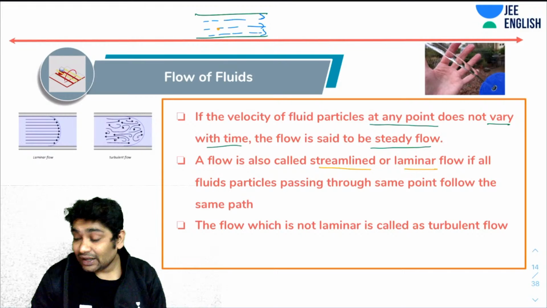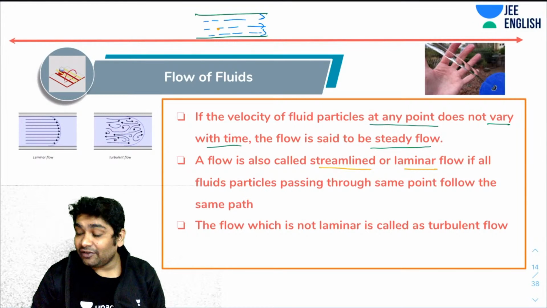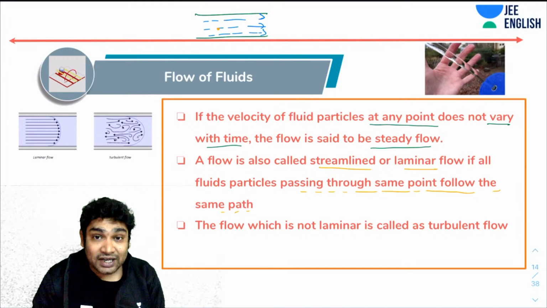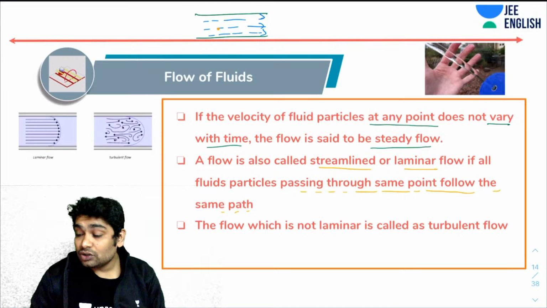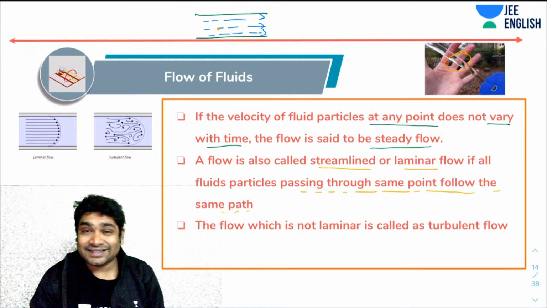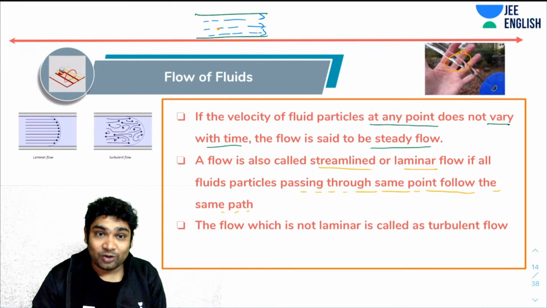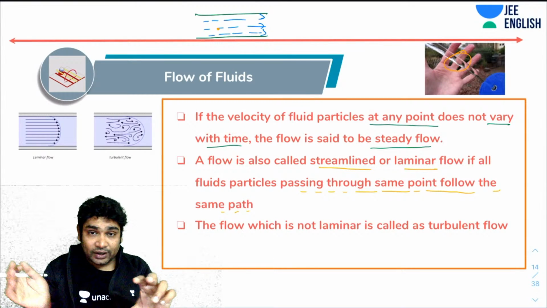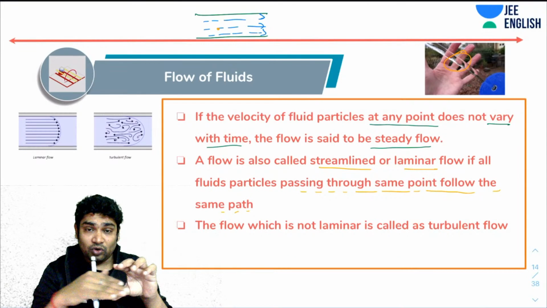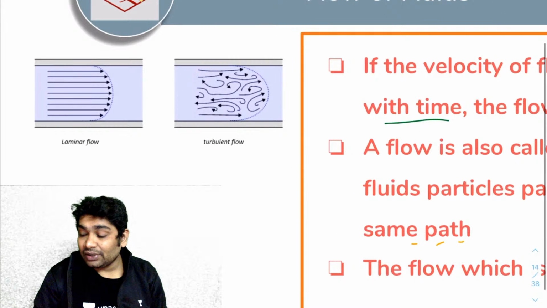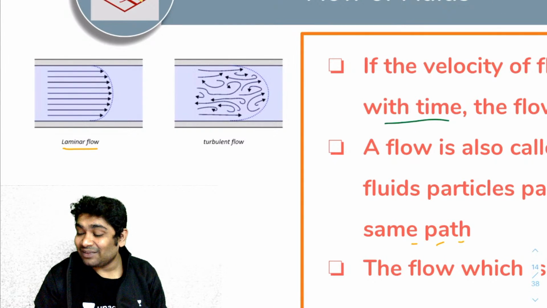So what is that? In that flow, if fluid particles are passing through the same point and follow the same path, then such a flow is called a streamlined or laminar flow. For example, when you have such a constant flow, this is both steady and laminar or streamlined flow. So imagine a pipe carrying water, and the water is flowing at a constant rate. Also, the direction of those water particles is not changing. So this is an example here of laminar flow, and this is an example of a turbulent flow.